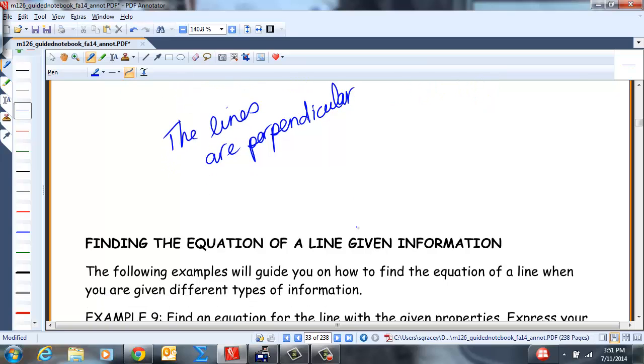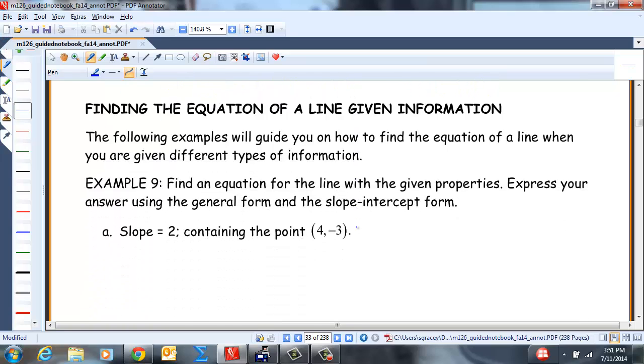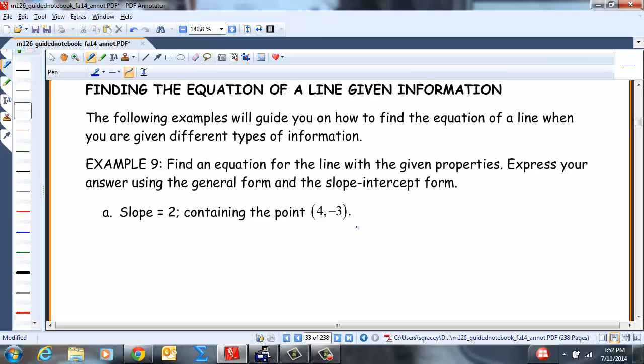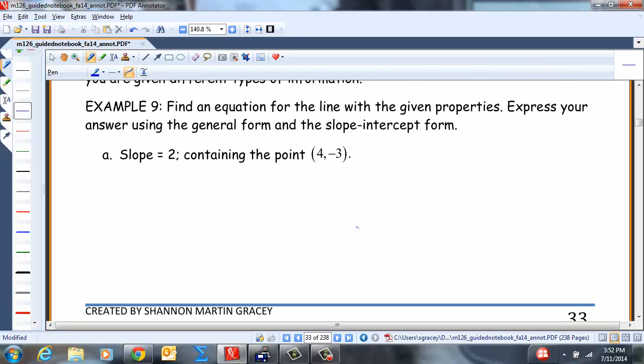So the following examples, and this is a little bit of a long one, we actually have several of these. So this is kind of a whole mishmash of different situations, and you'll be figuring out how to find the equation of the line. So like always, I think it's a great idea for you to try these things yourself. But if you need to follow along with me, that is fine.